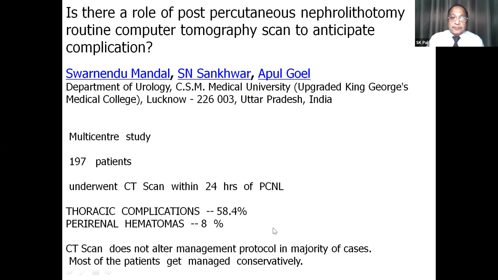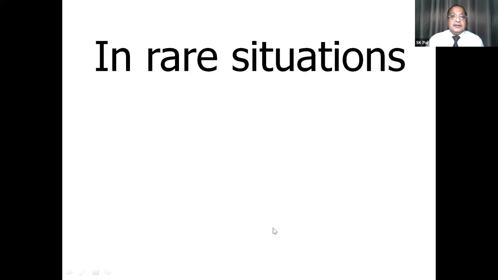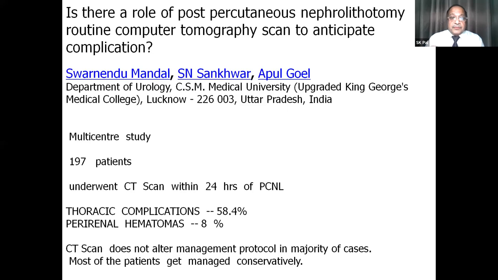Perinephric hematomas were reported in 8% of the cases, but none of them required any intervention, and therefore the conclusion was that a routine CT scan postoperatively in PCNL is not going to be of real clinical significance in the majority of cases. So just have patients wait and watch.